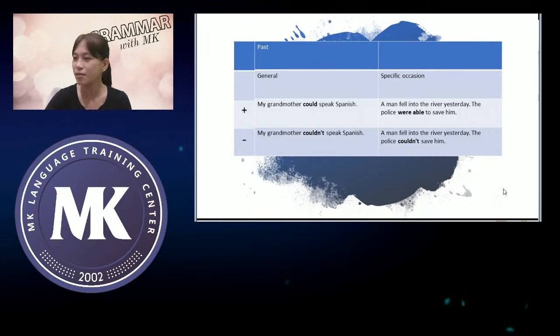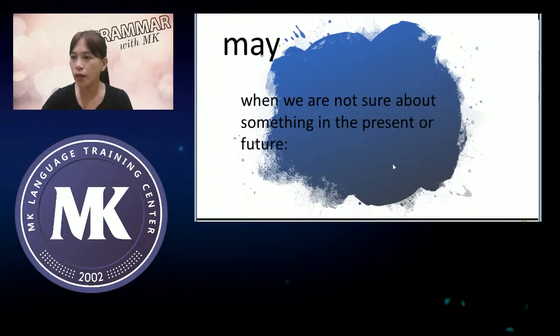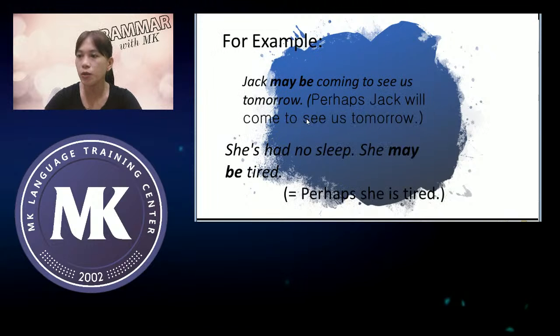Alright, next. Okay, let's continue with the next modal verbs. We have may and might. This is maybe simpler compared to can and could. Okay, may. We usually use may when we are not sure about something in the present or future. So we have an example here. For example, Jack may be coming to see us tomorrow. So you are not sure. That's why we use the word may.